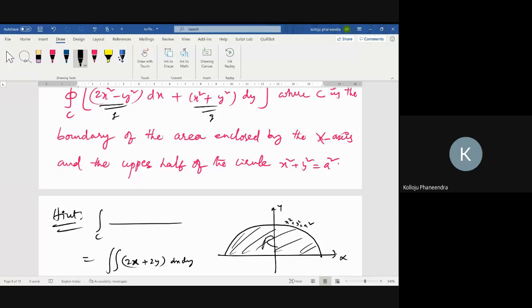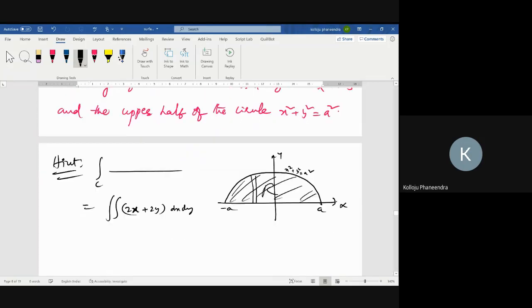Now consider a vertical strip in this region. This is negative a to positive a. That's it, those are the limits. I'm giving the limits also: x equals negative a to positive a. And what about y? Definitely the lower limit is 0 only.